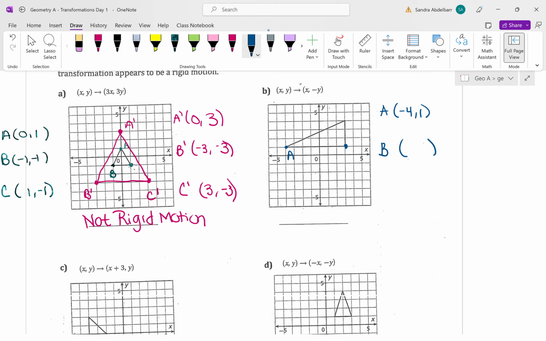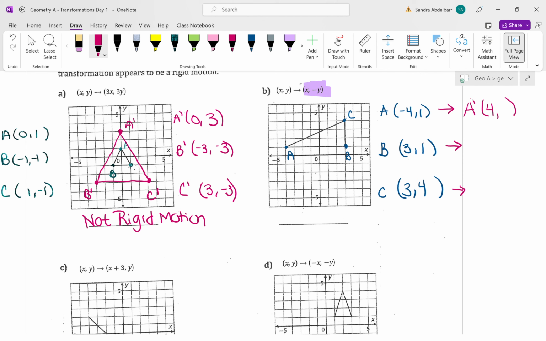Say this is B. B is the point 3, 1. And then let's say this is C. C is the point 1, 2, 3, up 1, 2, 3, 4. Now I want to perform this transformation. So what does the transformation tell us to do? Keep x the same and negate the y. So my A prime, keep the 4 the same and negate the 1.